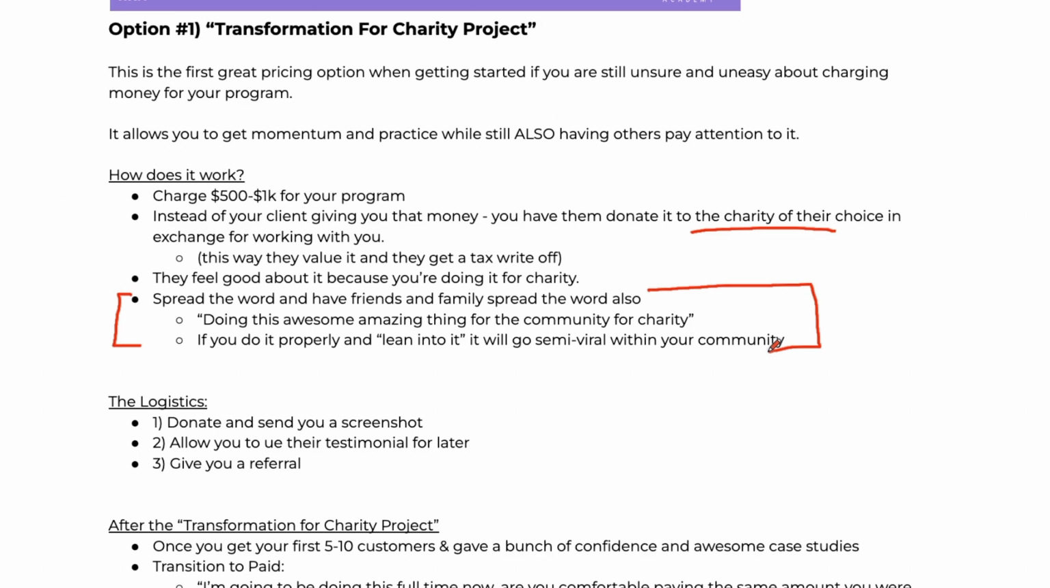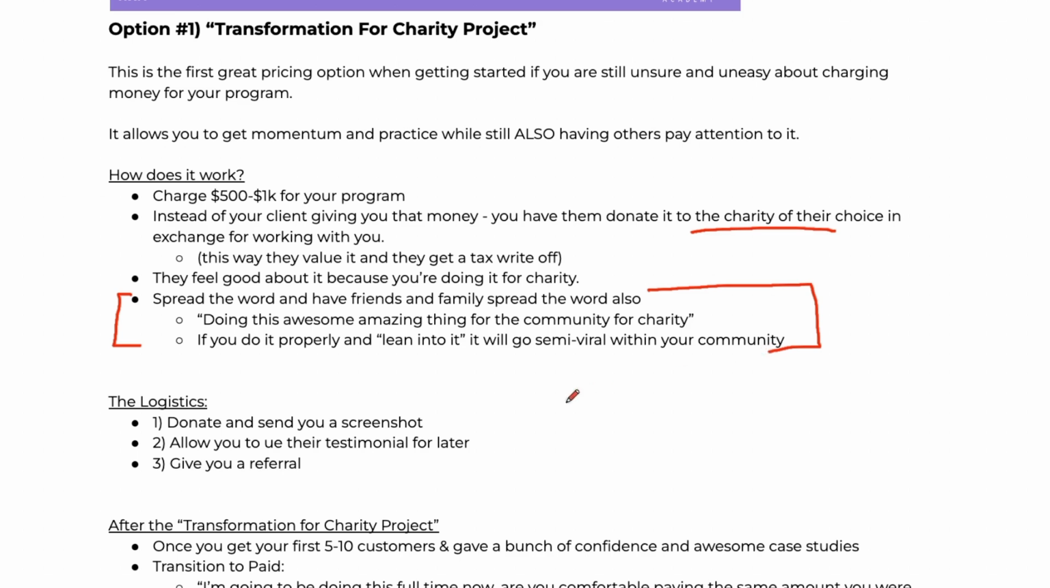You know how on social media, you see those people who say, hey, it's my birthday, I want to donate to this cause, or hey, there's a marathon run that you can do and you can support this cause. What's going to happen is that you're really spreading the word because you're saying, you know what, this is something awesome that we're doing for the community for the sake of charity. And if you properly do this and you lean into it, then it is going to go semi-viral within your community because you're doing it for charity.